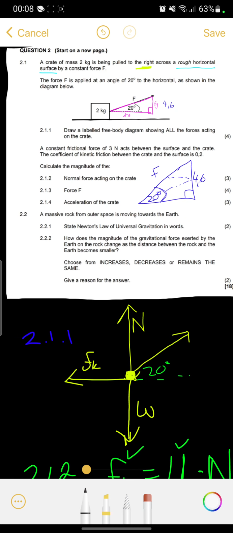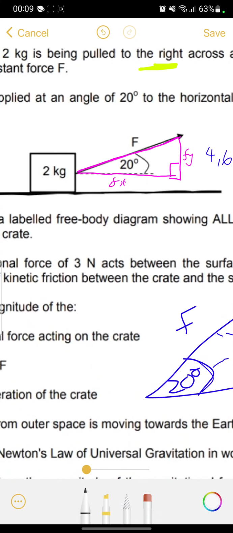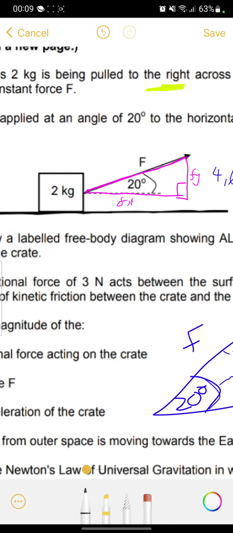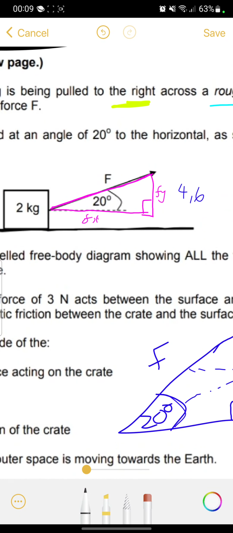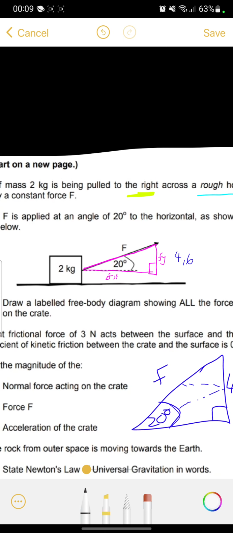Let's move to the next question, which asks us to calculate the magnitude of the acceleration of the crate. So let's look at this acceleration of the crate. Acceleration is moving in the axis of the movement of the object. What I mean is that acceleration is moving parallel to the surface. So acceleration is not at an angle just because this object was pulled at an angle. It's moving with the object, and we've been told that the object is moving horizontally. So it means our acceleration is horizontal.